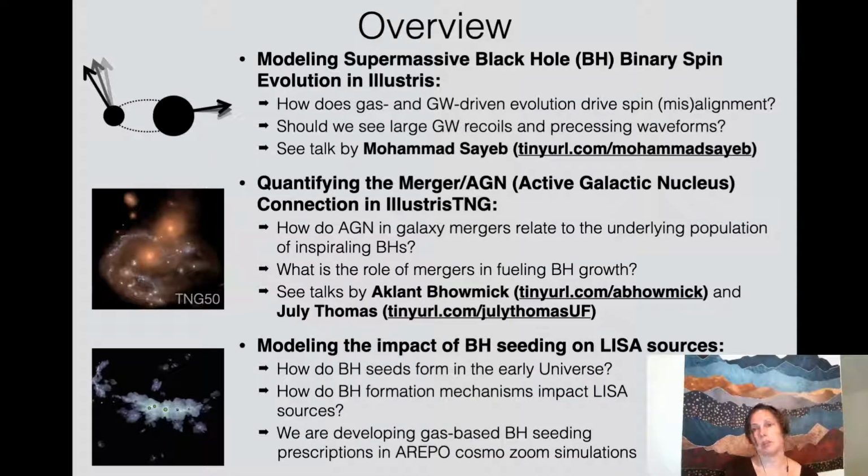So in summary, I'll leave you with my overview slide to remind you of what we've covered. We have newly implemented models for black hole binary spin evolution, which you can hear more about from Mohammad Sayeb's talk. And we've also been quantifying the connection between mergers and AGN in IllustrisTNG, which you can hear about from Aklant Bhowmick and Julie Thomas' talks. And then I talked about what we're working on currently to develop new black hole seeding models and other black hole physics models for future AREPO simulations.